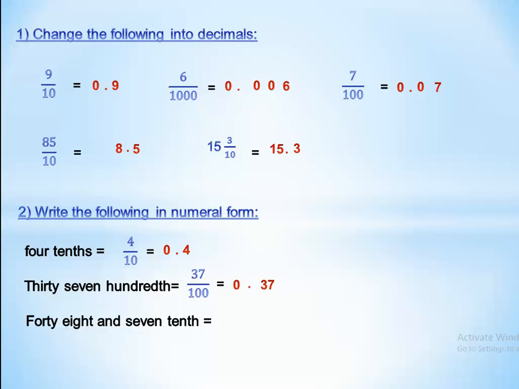Okay, 48 and 7 tenths. 48 is a whole number. 7 tenths means 7 over 10. So we will put 7. And how many zeros? 1. So we put the decimal point after one digit, and 48. We don't put 0 because we have a whole number. If you have a whole number, we put it before the decimal point.